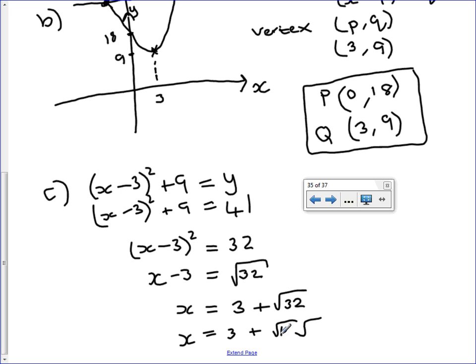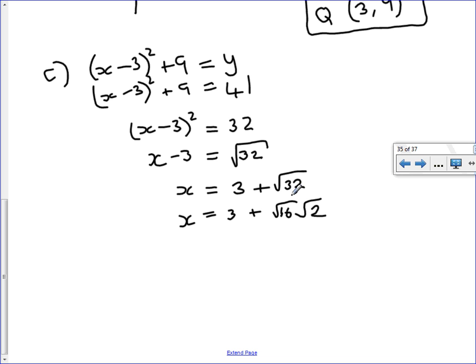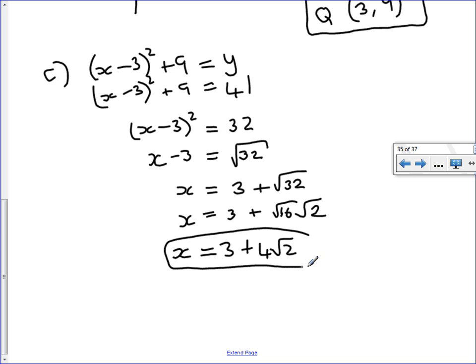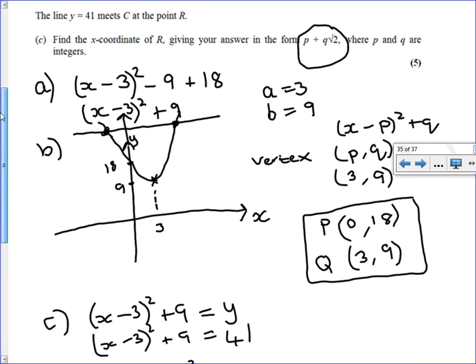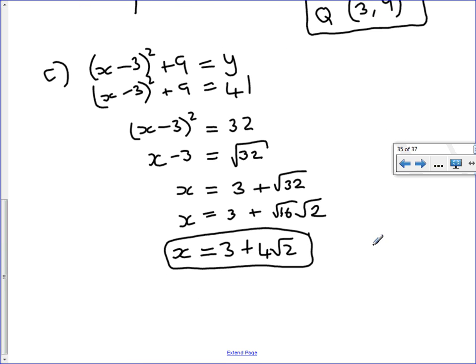By using 16 and 2. 32 can be broken down to 16 times by 2. So we've got x is equal to 3 plus 4 root 2. That was the form that the question asked us to give our answer in. P plus Q root 2. So our value of P is 3 and our value of Q is 4.